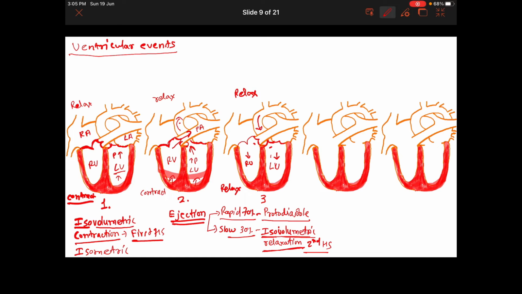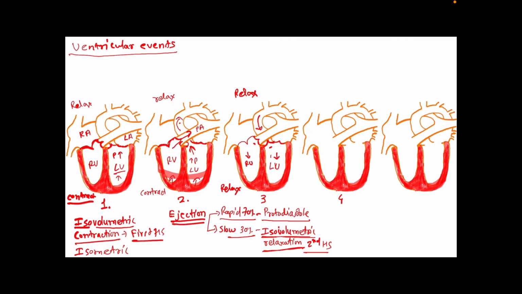Now the fourth one, the fourth condition. Here the atria are receiving continuous blood from the great veins. So the volume of blood inside the atria is increased as compared to the ventricle, and that's why the pressure is also increased.